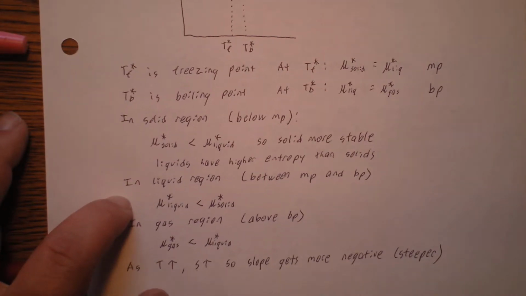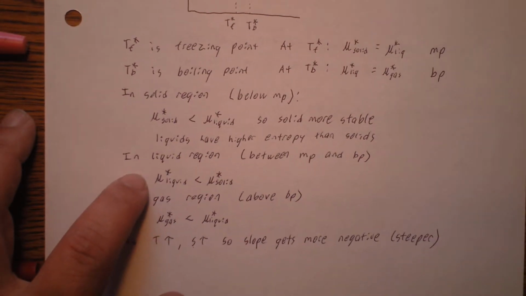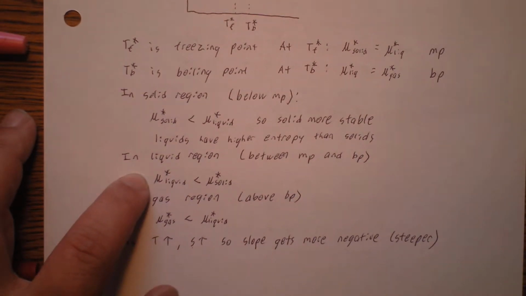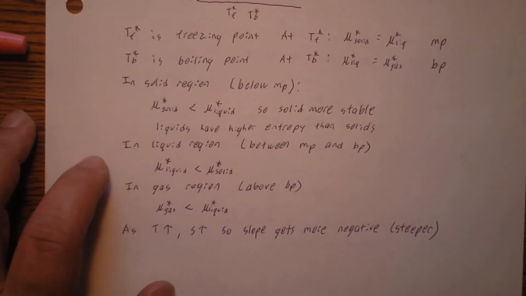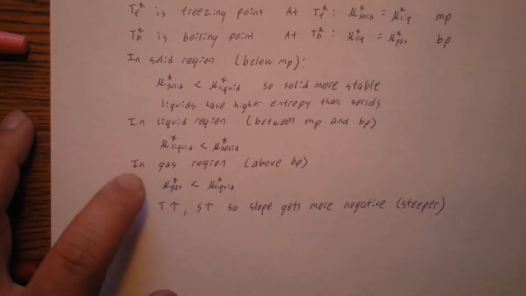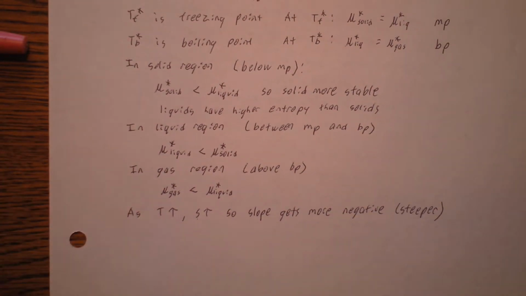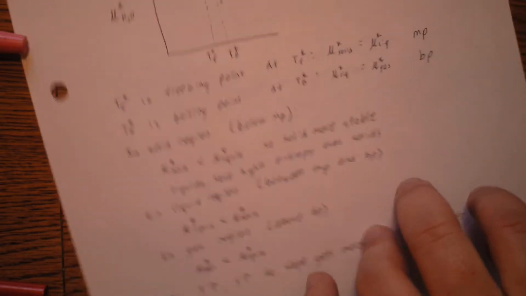Now, in the liquid region, between the melting point and the boiling point, the chemical potential of the liquid of the pure substance is less than the chemical potential of the solid of the pure substance. And likewise, in the gas region, above the boiling point, the chemical potential of the gas of the pure substance is less than the chemical potential of the liquid of the pure substance. So as temperature increases, entropy increases, so the slope gets more negative, which looks steeper.